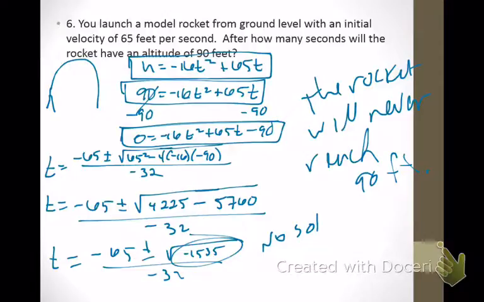The problem is you end up with a negative inside your radical, and you can't have that. So it's no solution, and so the rocket apparently will never reach 90 feet. Okay, but still need to be able to fill in with the information given. If there are any questions about that, make sure you come see me.